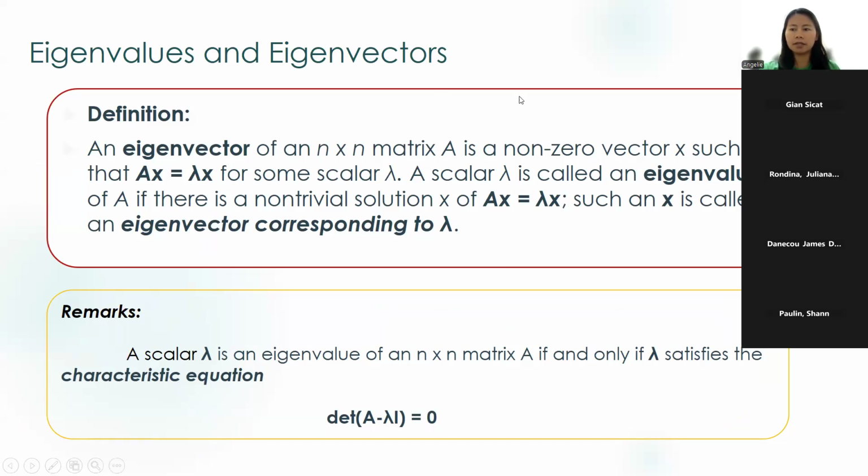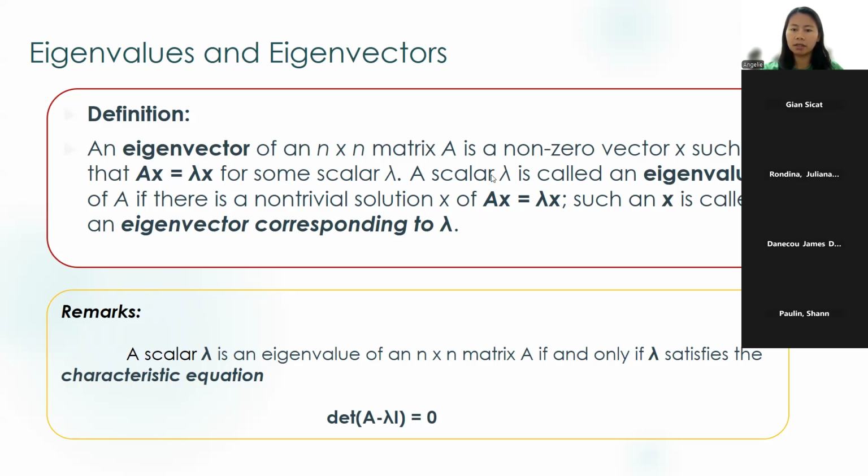Let's proceed with our discussion. Last time we ended our topic with the basis. Now, the last topic for this subject is the eigenvalue and the eigenvectors. An eigenvector of an n by n matrix A is a non-zero vector x such that Ax is equal to lambda x for some scalar lambda. So, si eigenvector is the x in this equation. Okay, si x is the eigenvector for some scalar lambda. A scalar lambda is called an eigenvalue of A if there is a non-trivial solution of Ax equals lambda x.